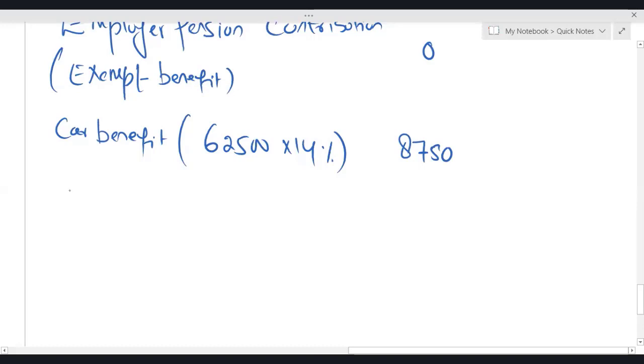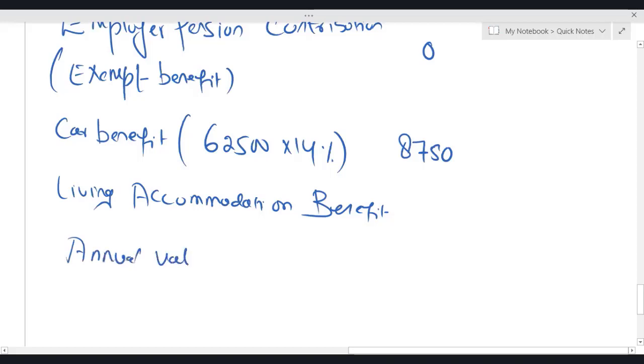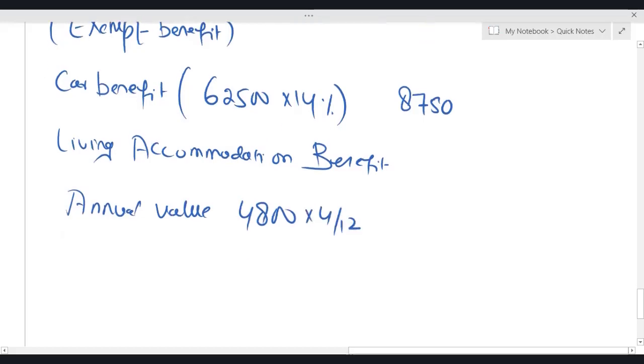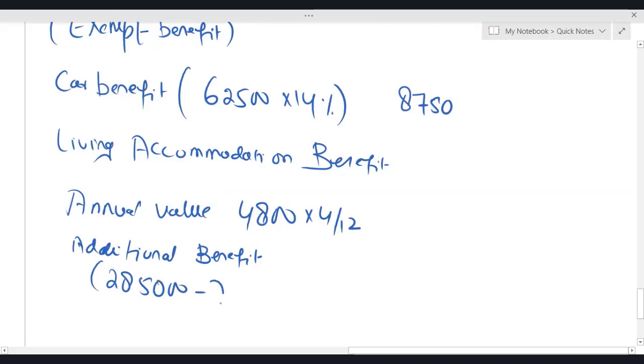So if we calculate living accommodation benefit, the basic benefit of annual value, they have given us annual value 4,800. Please, I want someone to use a calculator. 4,800 upon 12, and then we have to take the additional benefit also. While calculating additional benefit, we have to work on market value, which is 2,85,000 minus 75,000. Okay, let's see. 1,600. Annual value benefit is 1,600.